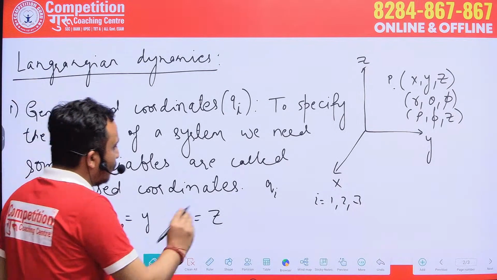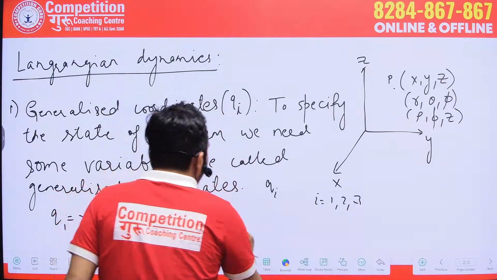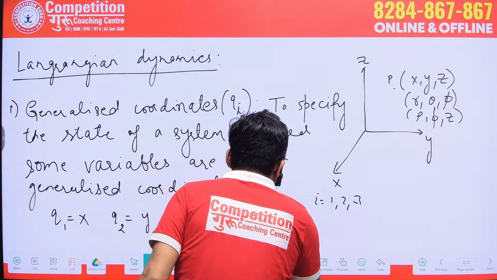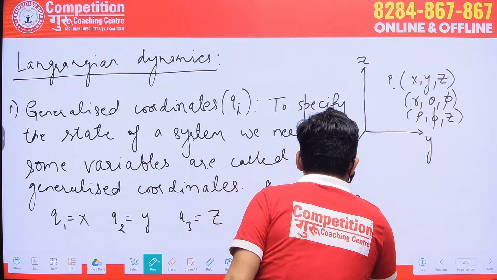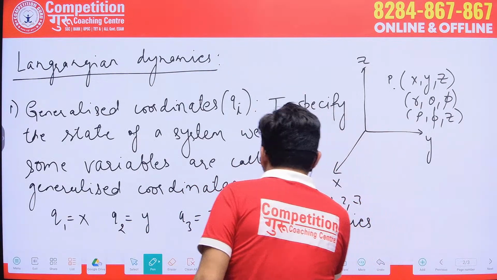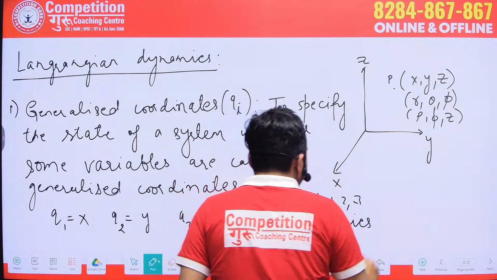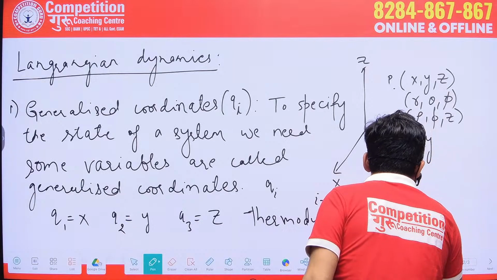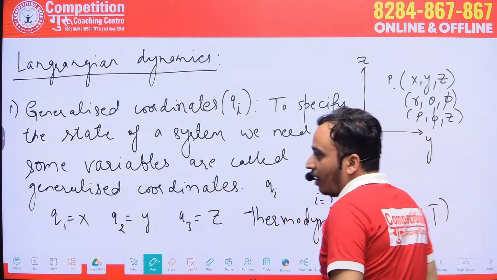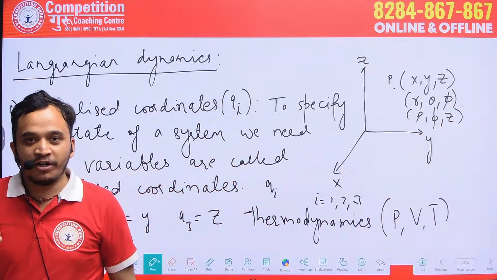For example, we can take the example of thermodynamics. In thermodynamics, the state of a system can be described by PVT. So pressure, volume, and temperature are also generalized coordinates.